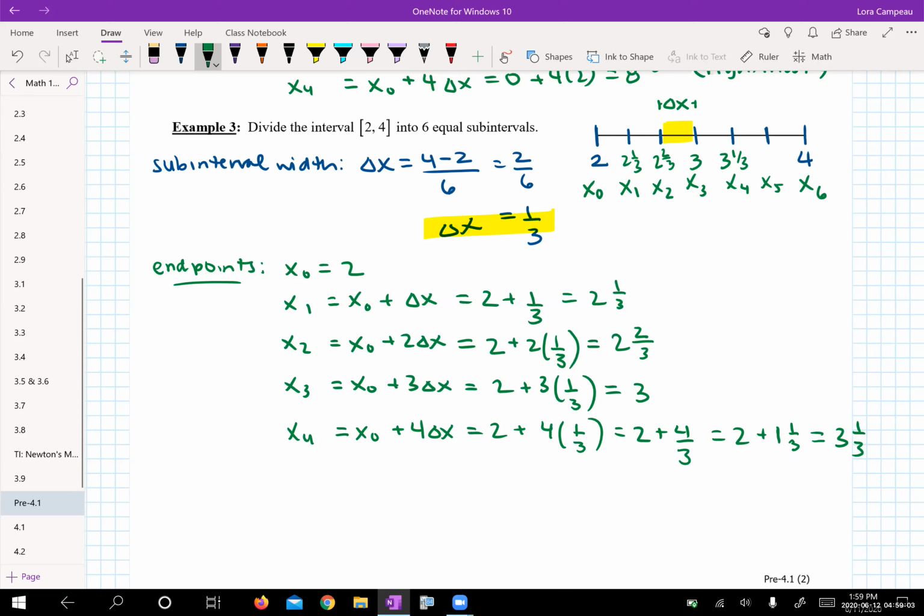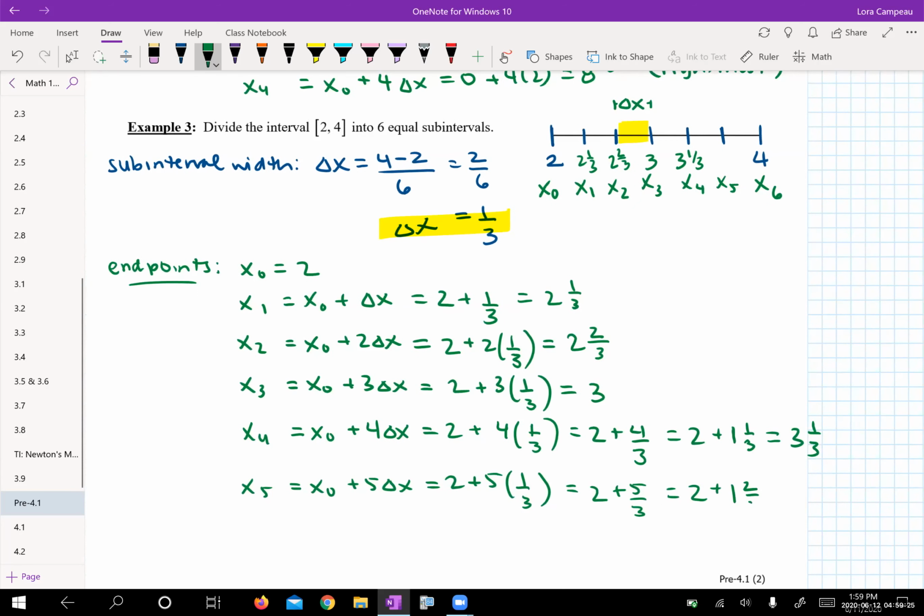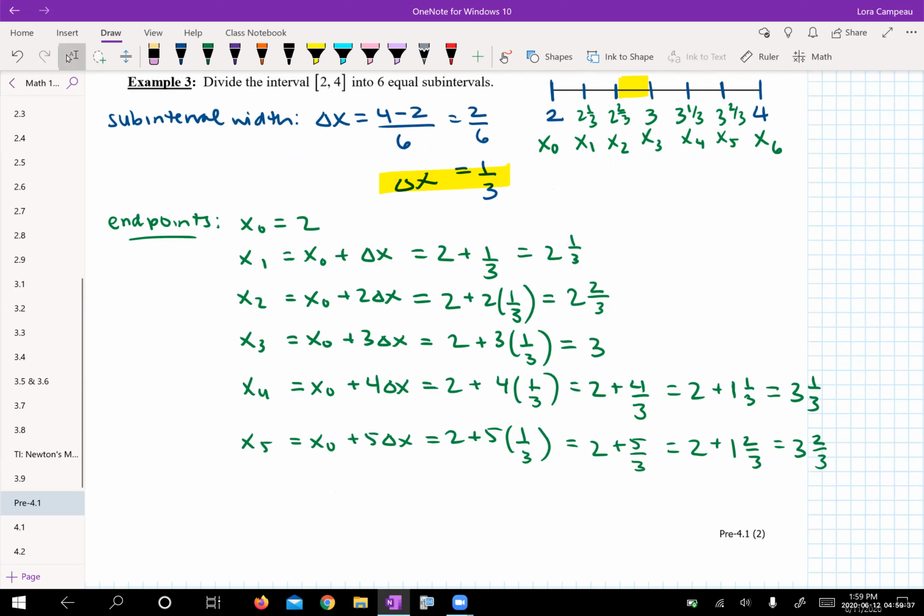No problems there. So x of 5. Leftmost endpoint, add on 5 delta x's. That's 2 plus 5 times 1/3. So that's 2 plus 5/3. And 5/3 is, what is that? 1 2/3? So that should be 3 2/3. And yeah, that makes sense. 3 1/3 plus another 1/3 is 3 2/3. So we're just verifying that it should be making sense.